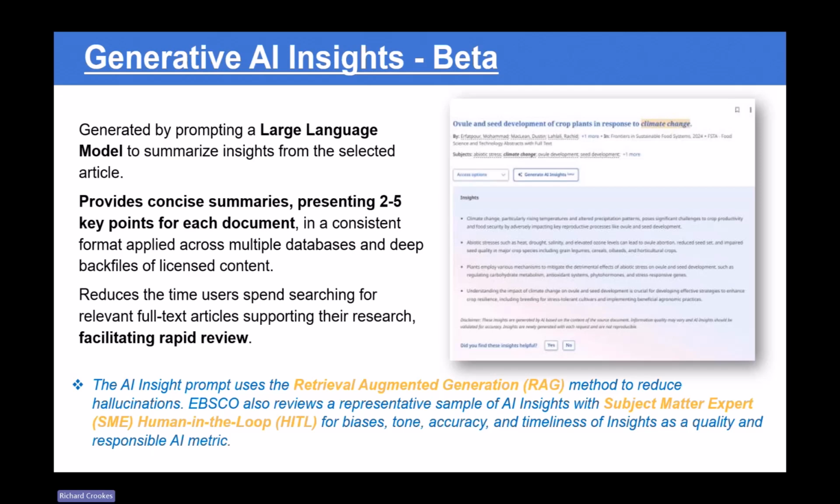So the AI Insight prompt uses the RAG method, the retrieval augmented generation, and that's intended to reduce the hallucinations. And in addition to that, EBSCO also reviews a representative sample of insights with subject matter experts, providing the human-in-the-loop intervention. And that's to check for bias, tone, accuracy, and also the timeliness of insights as well. So again, that's a feature. You need to place that order for this. There's no cost to it, but you need to consult with the EBSCO account team before it can be enabled.